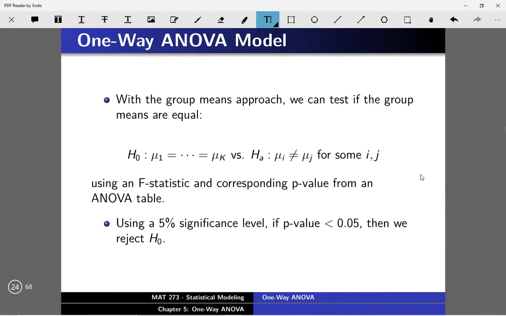Okay. And so to test this, we get another F-test statistic, very similar to before. And this will actually be the same F-test statistic from the multiple linear regression approach for testing the overall model. That's where the equivalence comes in again between the multiple linear regression approach and the one-way ANOVA. And we can get a corresponding p-value and compare it to 0.05.